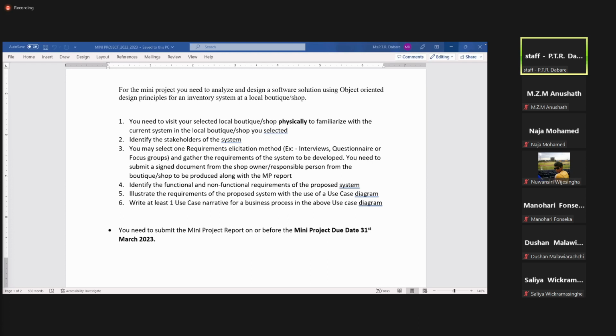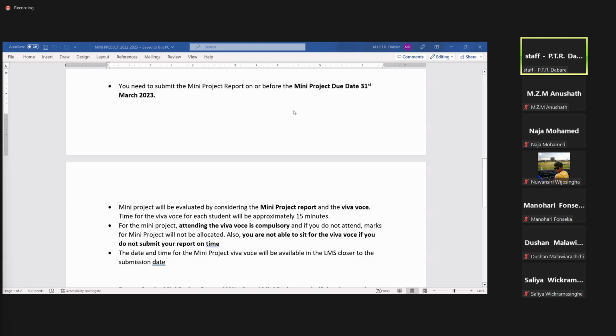Now, drawing use case diagrams, as I mentioned, you will learn in day school 4. So I'm not going to explain how to draw use cases today, right? Today I will explain how to do this mini project, right? But I'll give a small idea about the use case and the use case narrative as well. So you need to submit the mini project report on or before the due date, that is 31st March.